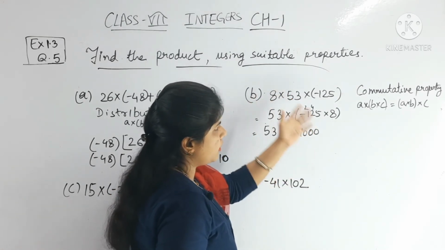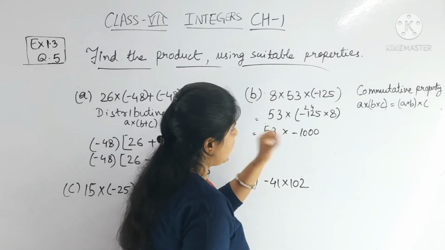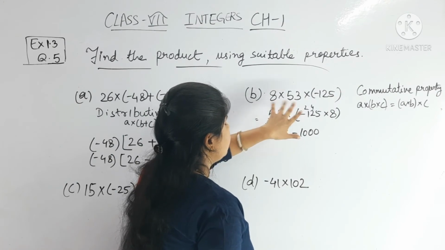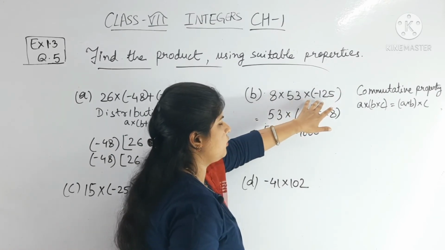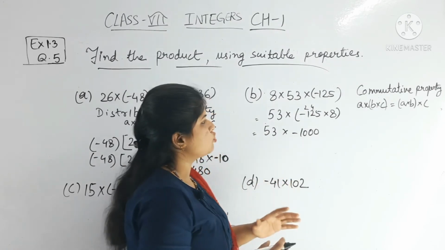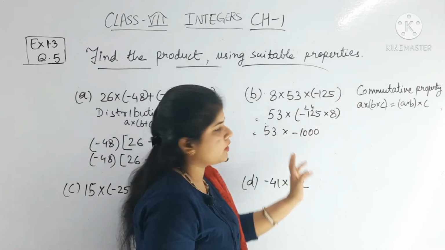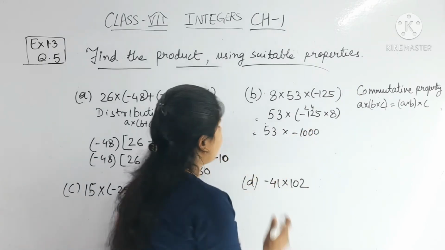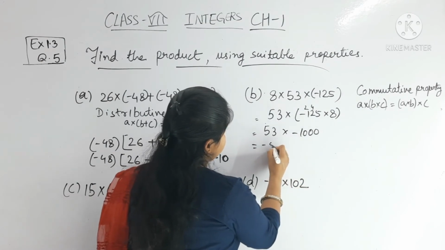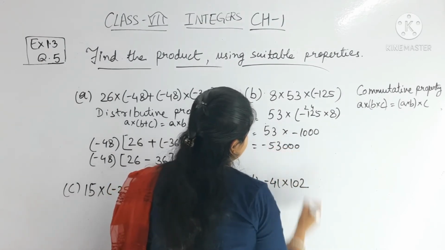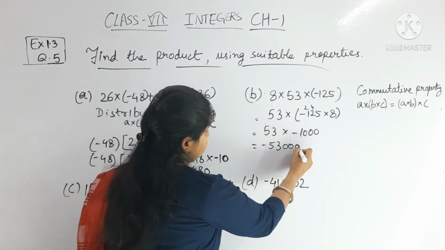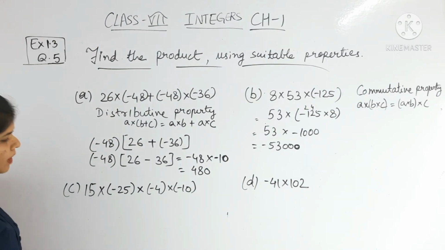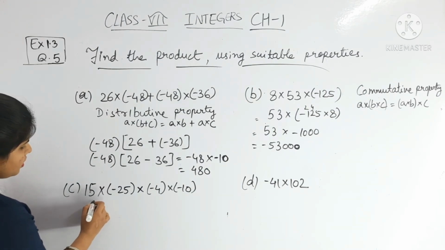So we have to use the property for simplification. If you multiply 8 into 53 into minus 125, it will be very lengthy. If we use the commutative property, it will be easy. We are getting minus 1000. So 53 into minus 1000 is minus 53,000. It is a very simplified answer. Now come to the C part. Here also is the commutative property.